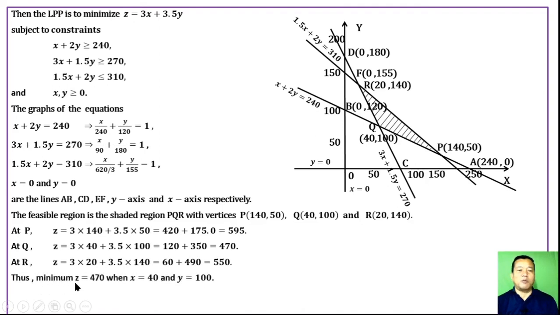Thus the minimum of Z is 470, when X is 40 and Y is 100. Therefore, the minimum amount of nitrogen is 470 kg, when 40 bags of brand P and 100 bags of brand Q are used. The minimum amount of nitrogen is 470 kg.